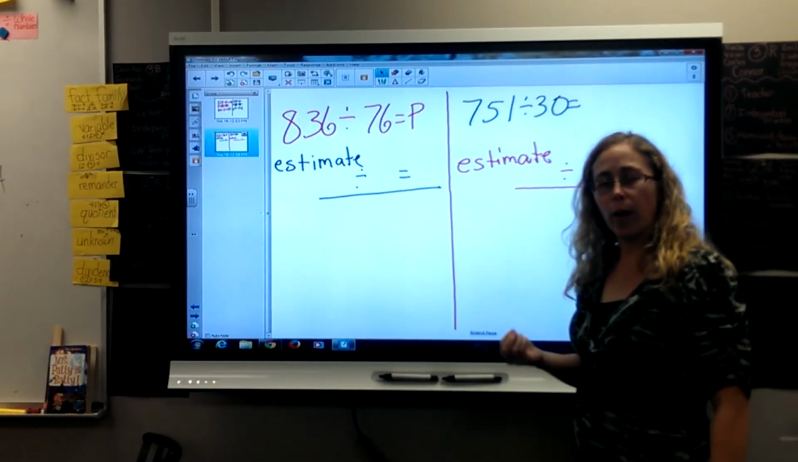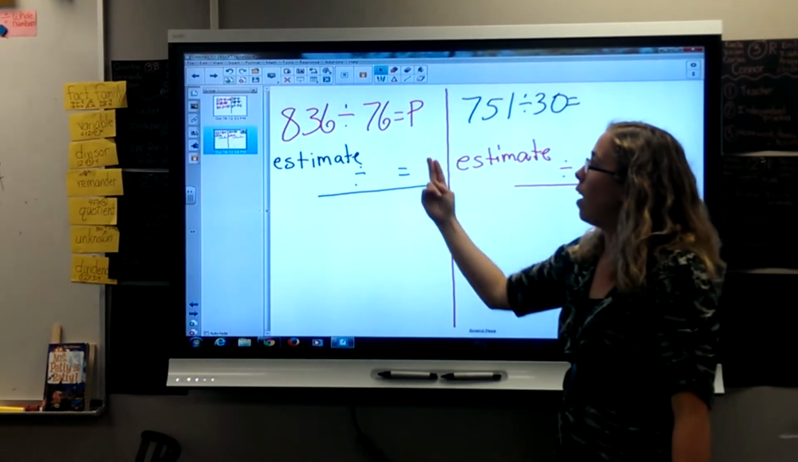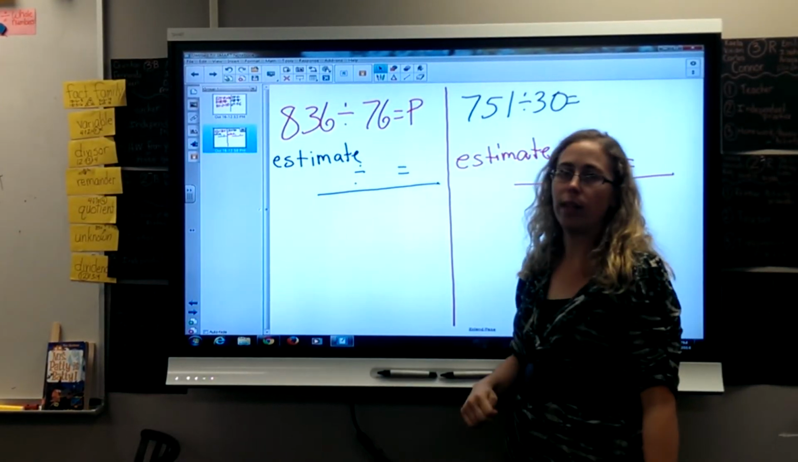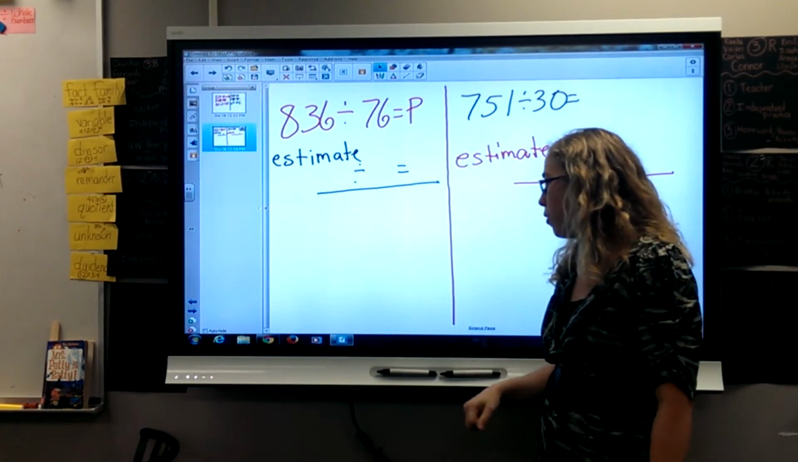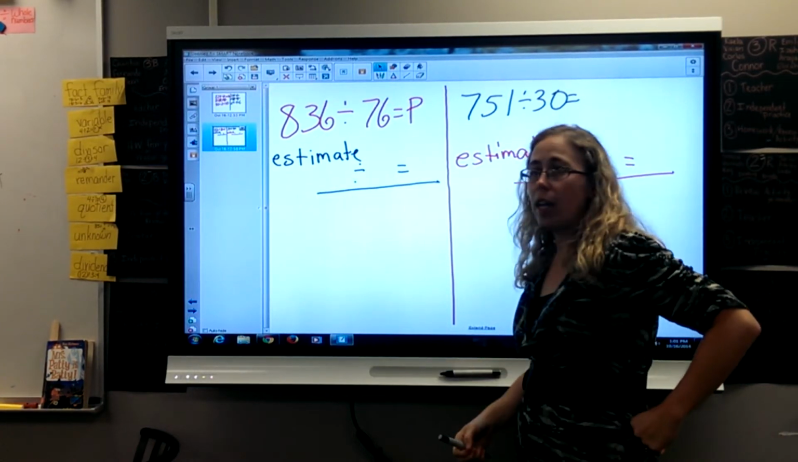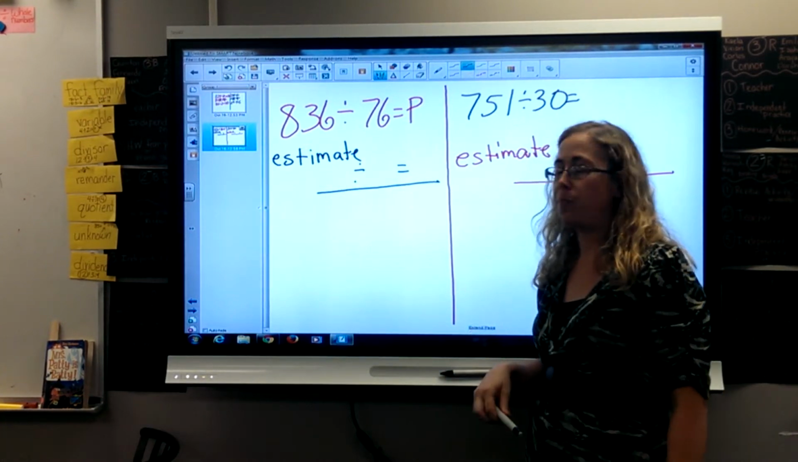In Chapter 4, we're working on division again, just like we did in Chapter 3, but this time we're going to have 2-digit divisors instead of 1-digit divisors. But since you already learned how to divide, it's going to be a really easy chapter for you. So today we're talking about using estimation to check for reasonableness in your answer.